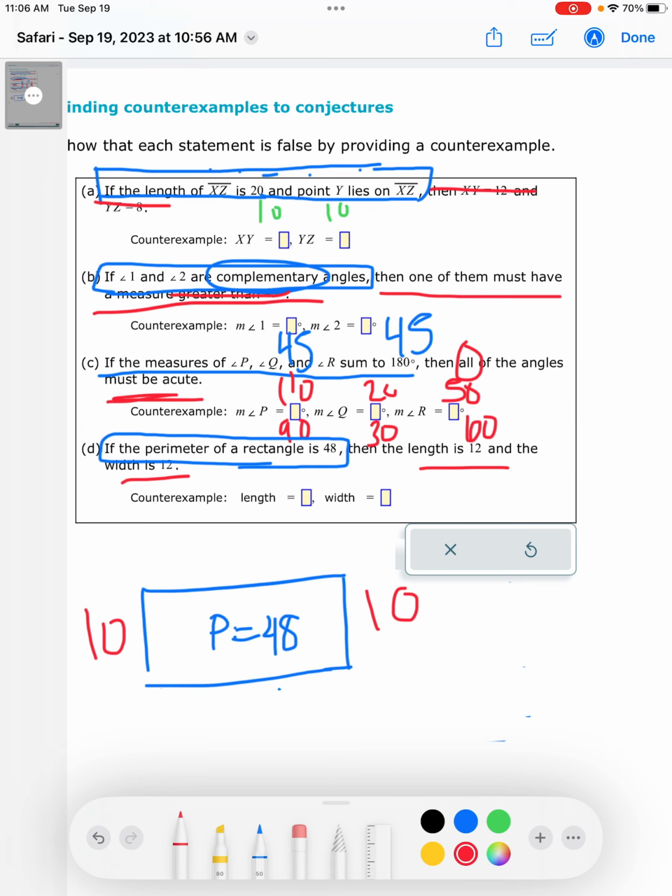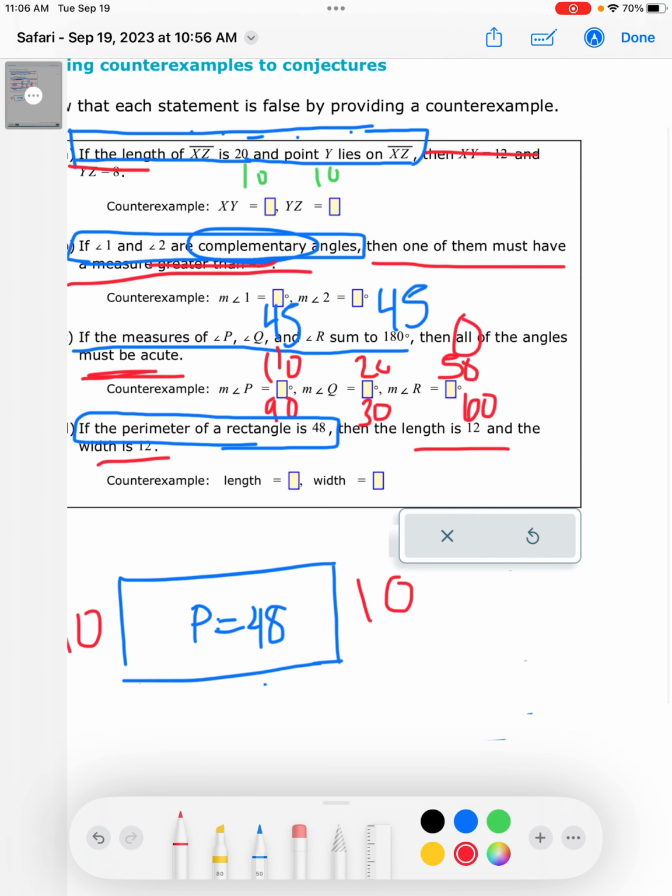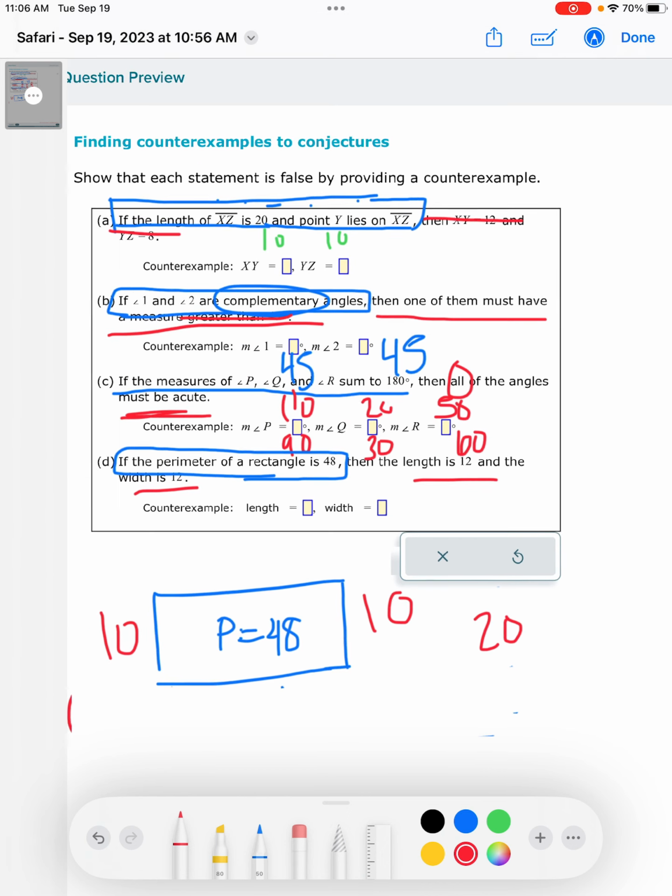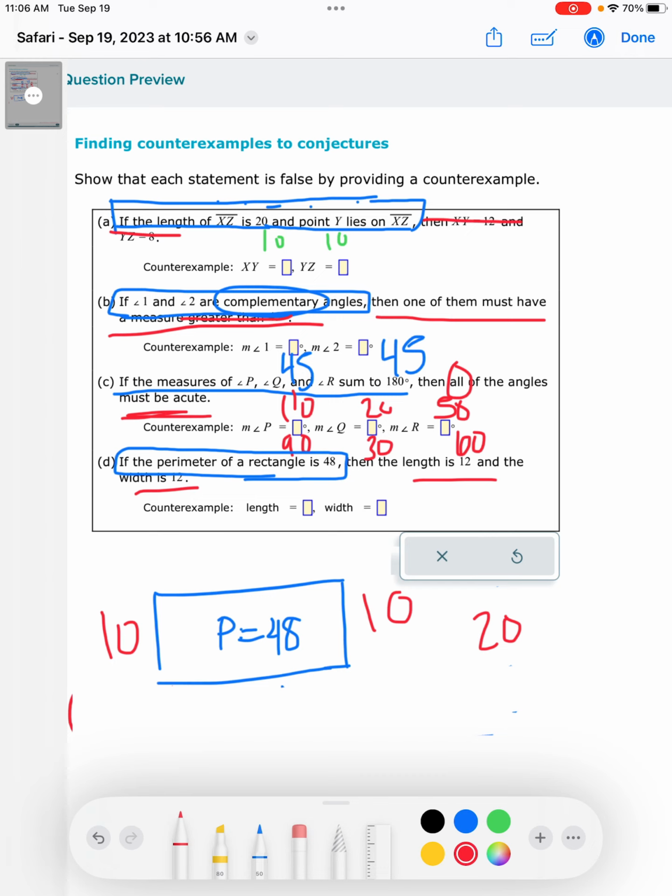So if my width is 10, then so far I have 20 if I add that together, right? 10 plus 10 is 20. So I still need to get 28 more because I need to add to 48, right? So what's a number that would add to 28? That'd be 14. Okay, so let's check. 10 plus 10 gives me 20. 14 plus 14 would give me 28. And I believe that gives me the 48.